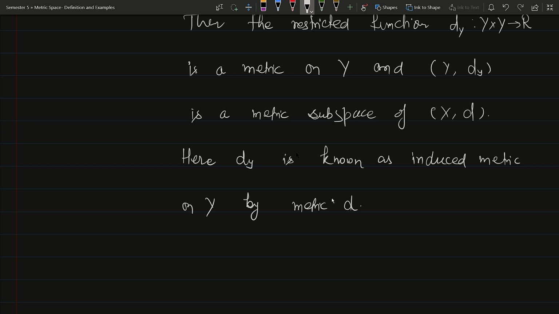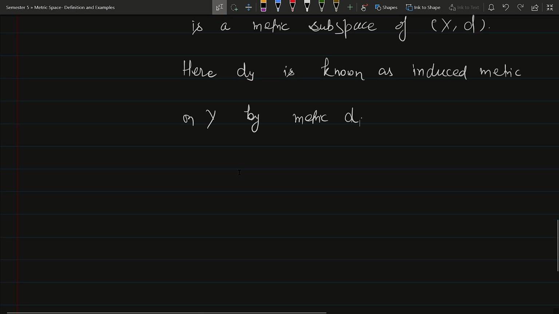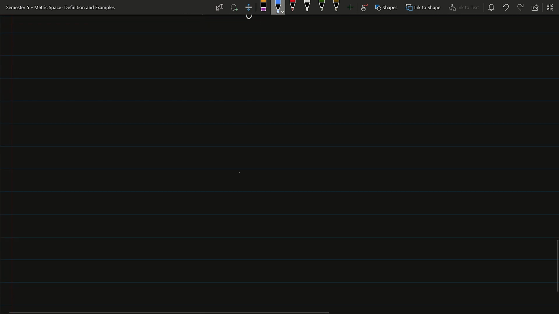So this is about the induced matrix. Now we are coming to the examples. So example, this is our example 1.2.2 first.